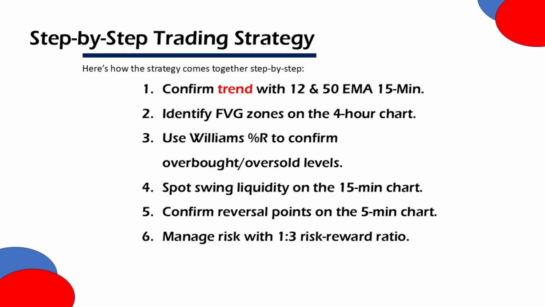FVG for 4H liquidity zones. Fair value gaps, FVGs, on the 4-hour chart highlight areas of liquidity where price might revisit before continuing its trend. These gaps are like magnets for price, as the market often returns to fill them. Spotting these zones ensures that you're trading in areas where price action is likely to react strongly.